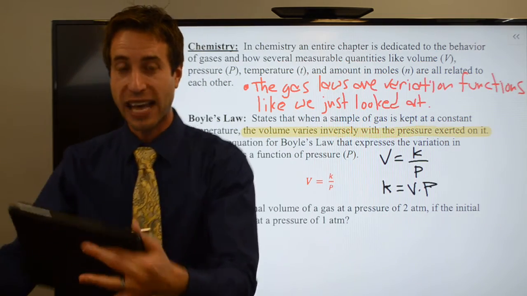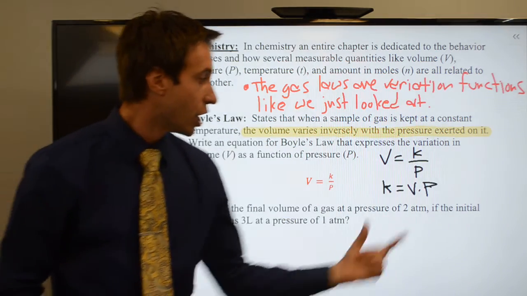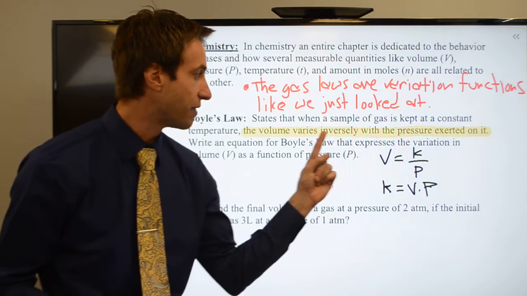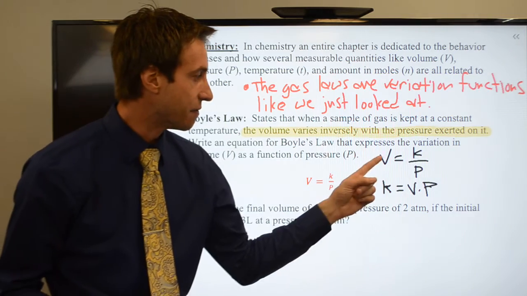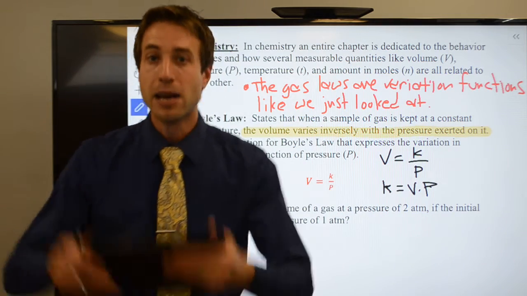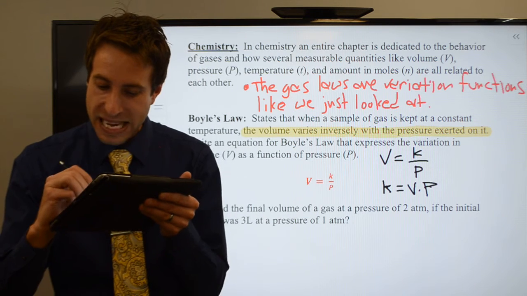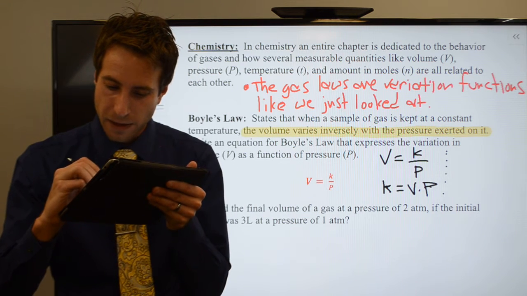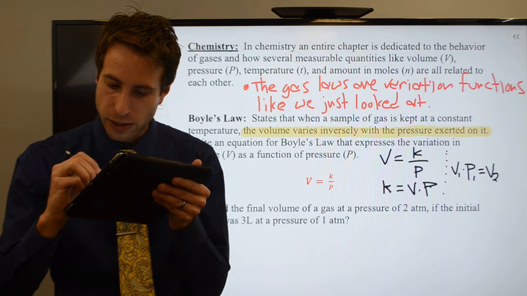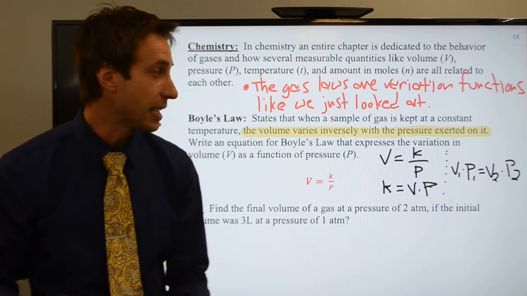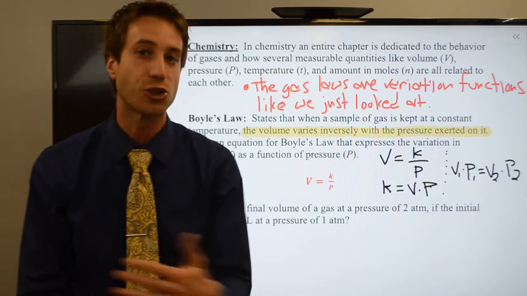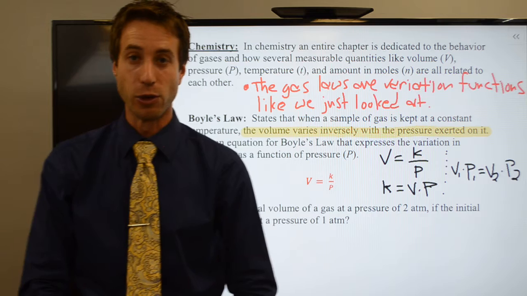You'll have an initial set and a final set of conditions. So you take what you now know about inverse relationships. The volume varies inversely with pressure. V is equal to K over P, which means K is equal to VP. Initial and final set means that I would have V1 times P1 is equal to V2 times P2, right? Initial set of conditions, final set of conditions, and you can solve for any one of those variables.